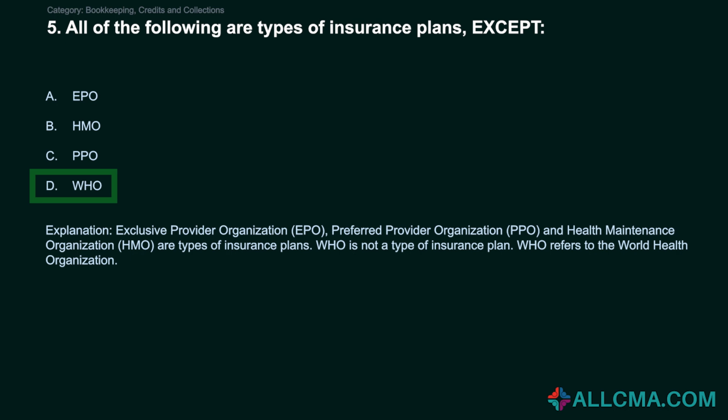Exclusive Provider Organization, EPO, Preferred Provider Organization, PPO, and Health Maintenance Organization, HMO, are types of insurance plans. Who is not a type of insurance plan? WHO refers to the World Health Organization.